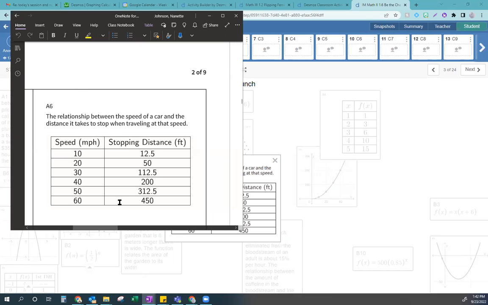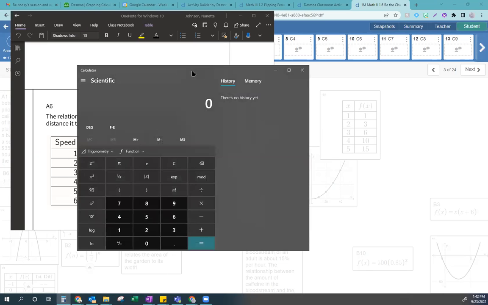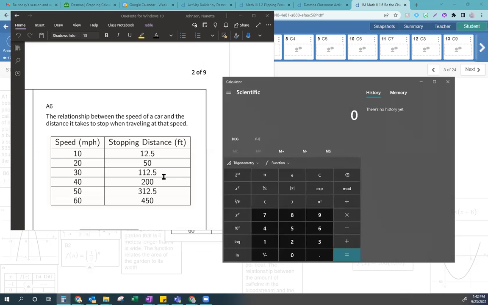So let me go over here to my little thing. The first thing I'm going to do is I want to figure out what shape this is. Is this a line? Is this a parabola? Is it an exponential? Kind of thing. So I'm going to subtract these differences here, and I'm going to use my calculator. I'm not using the Desmos calculator just because this is subtraction. So I go 50, take away 12.5, and I get 37.5.